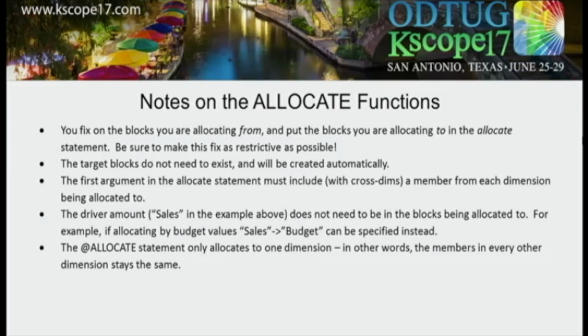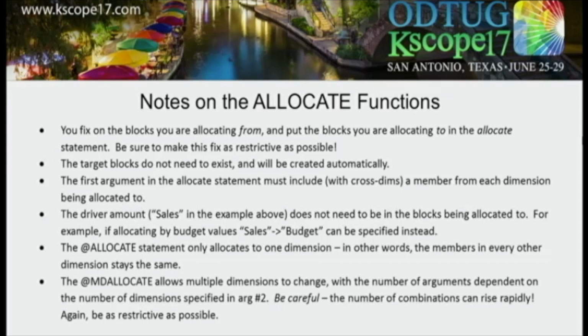The allocate only does one dimension. So you want to allocate across all products. The MD allocate allows multiple dimensions, so you can allocate across all products and maybe areas.